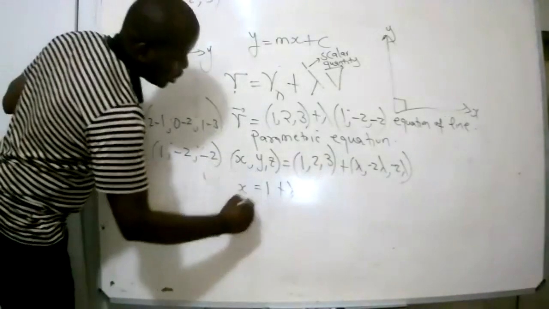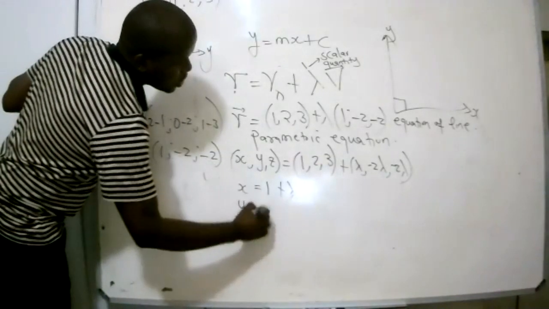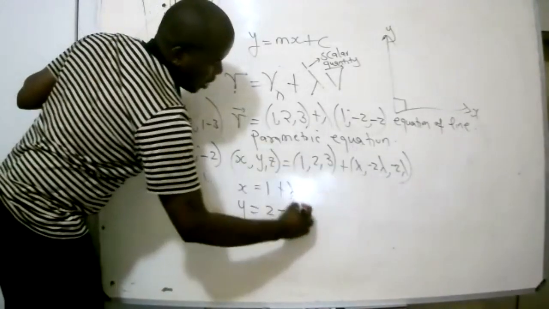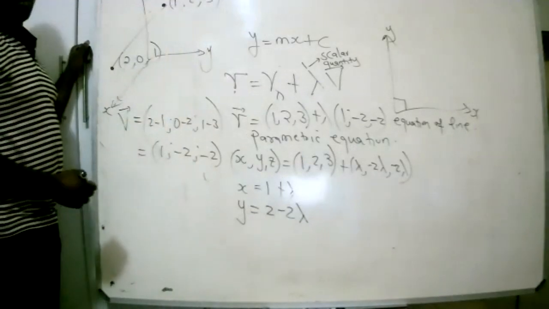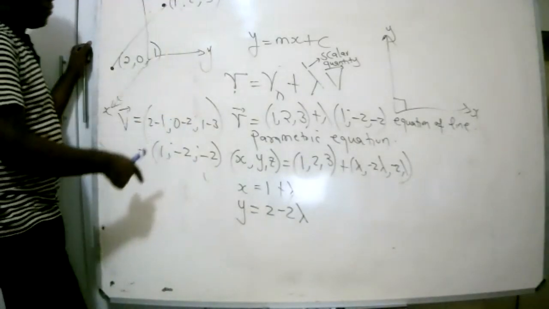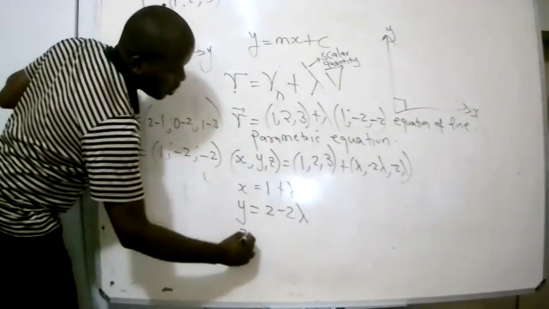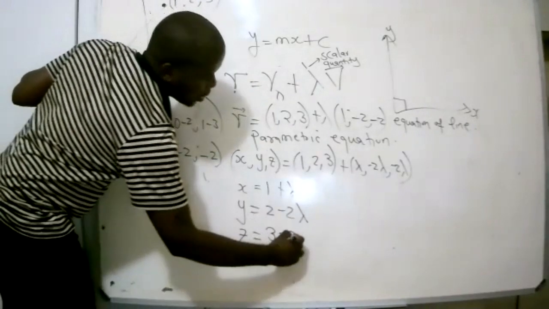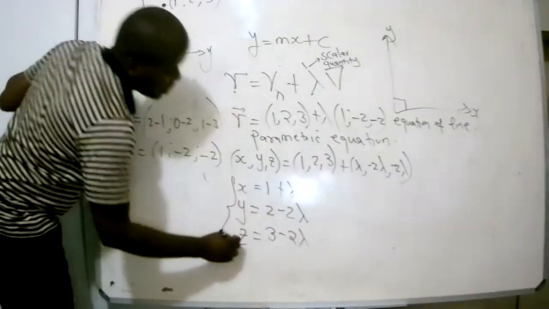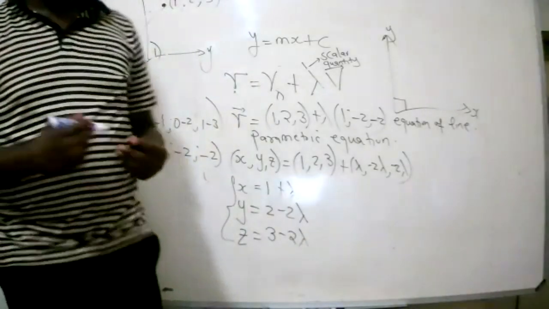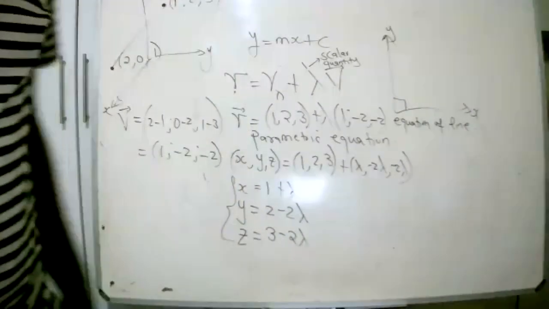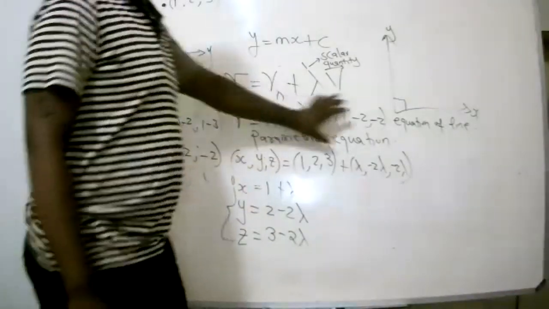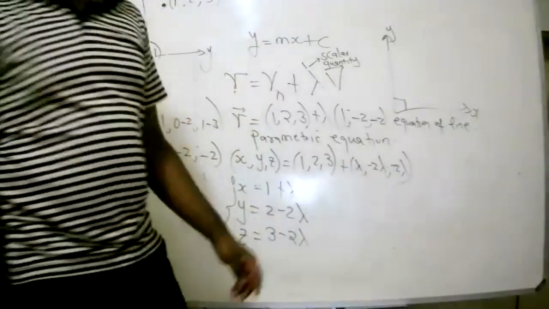And then the second one is y, which is equal to 2 and then -2 lambda. That is the second parametric equation that we obtained there. And then the last one is z equal to 3 - 2 lambda. So these are the three parametric equations. Whenever you are asked to find the parametric equation, this is the only thing you are supposed to do, which you derive from the equation of a line.